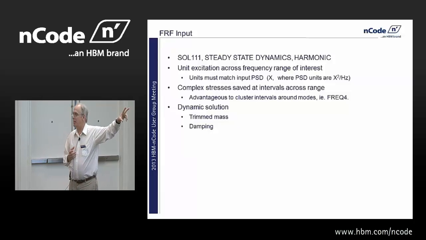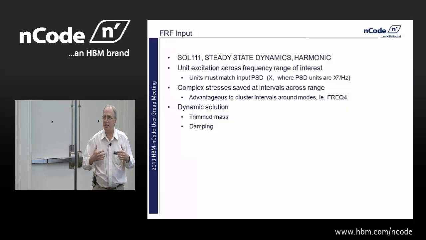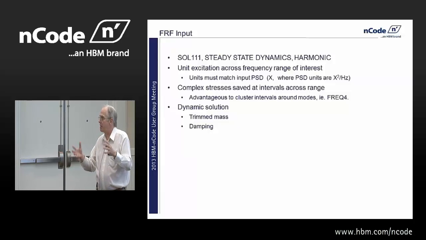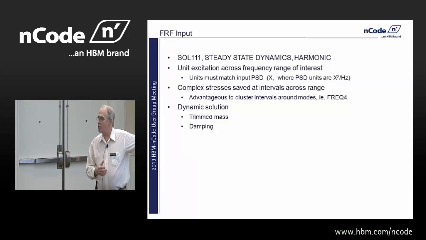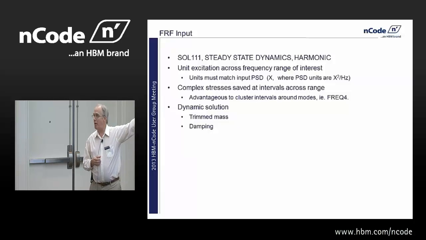And what that really means here is that if my PSD is going to be x squared per hertz, I want my unit excitation to be an x. Okay, so if my PSD is in g squared per hertz, it's acceleration, my input's going to be 1G excitation. If my PSD's in Newton squared per hertz, it's going to be basically inputs of newtons.